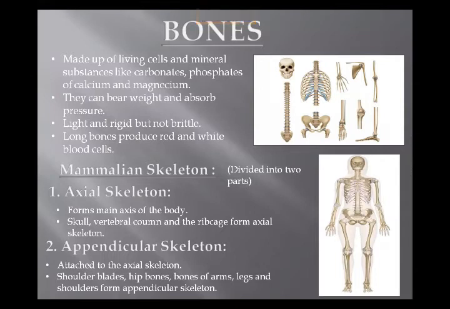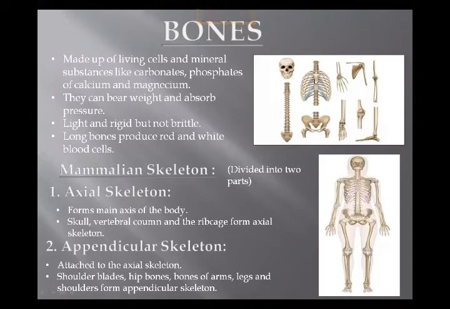Now, what is a joint? I'm going to explain the joint, but before that, I'll give you a review of the mammalian skeleton. The skeleton of a mammal is mainly divided into two parts. The axial skeleton, which forms the central axis of the body: the skull, vertebral column, and rib cage.